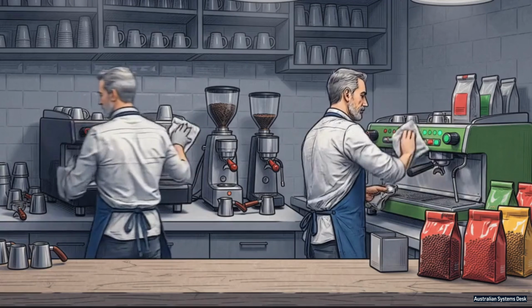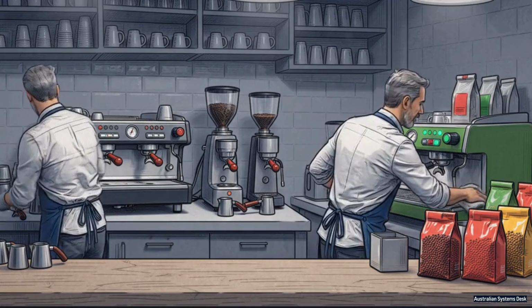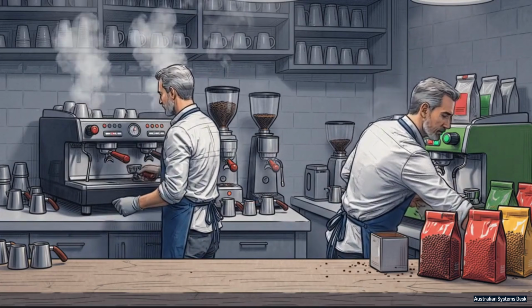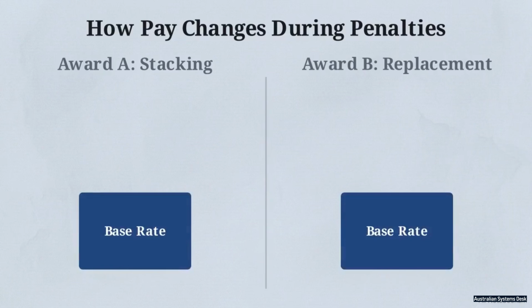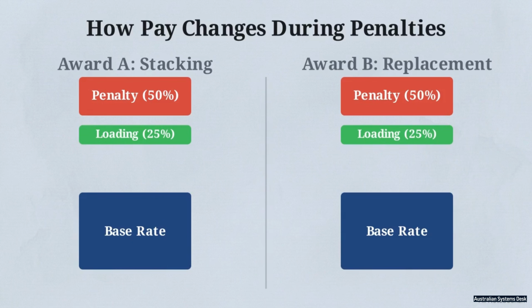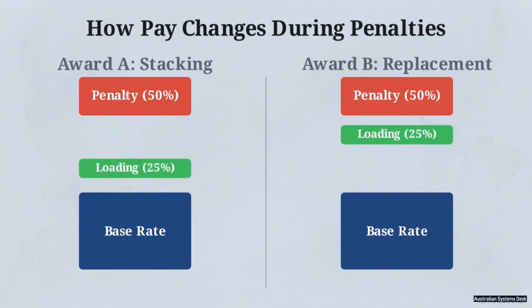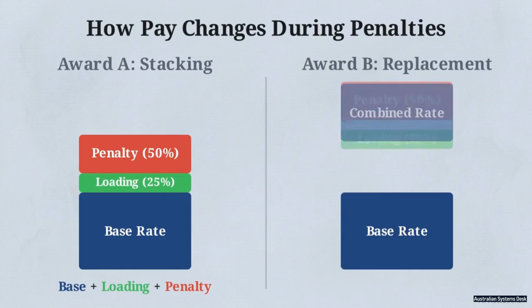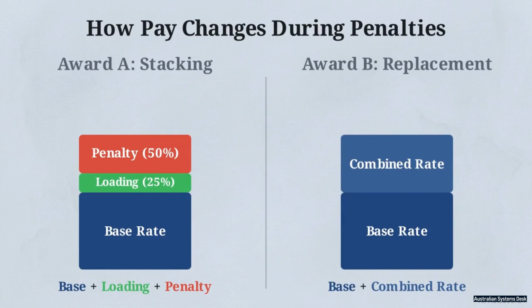When you work evenings, weekends, or public holidays, you trigger penalty rates that increase your hourly pay to account for those specific times. This matrix shows how pay changes during penalties. Casual loading doesn't interact with penalty rates in a single, universal way. One award might stack the loading and penalty together on the base rate, while another replaces the loading entirely with a single, higher penalty rate.